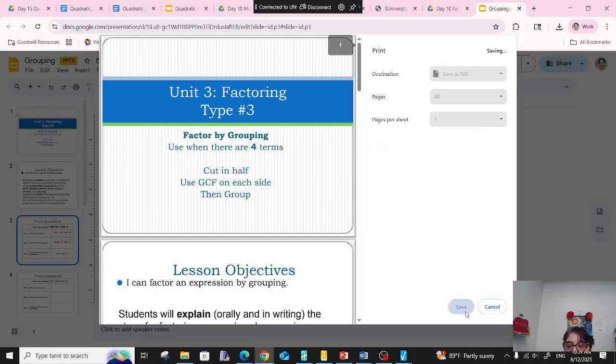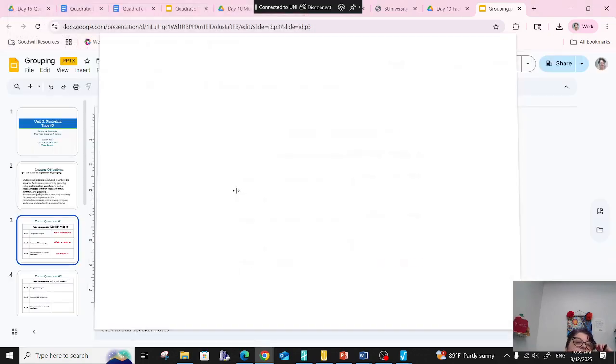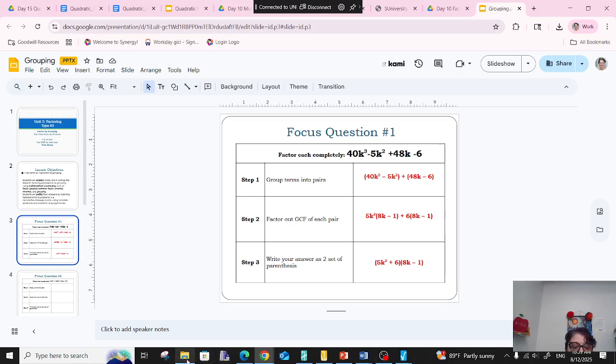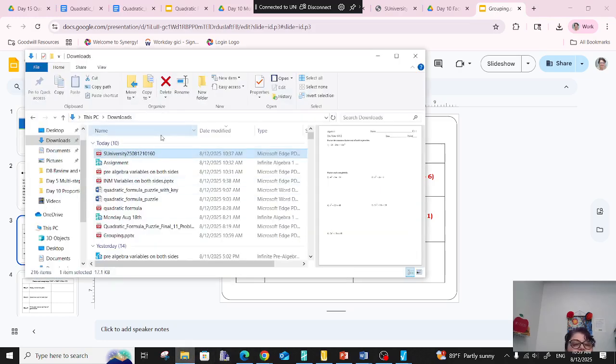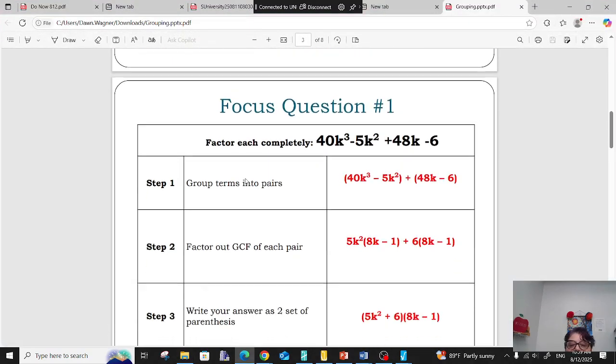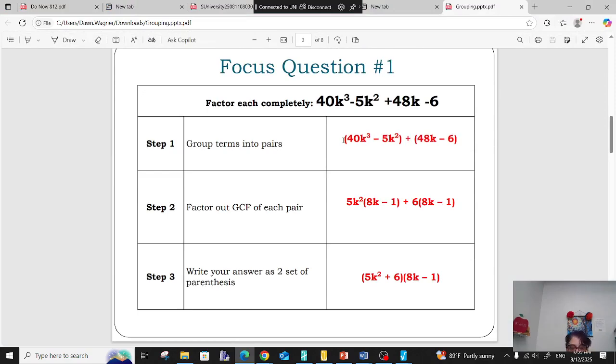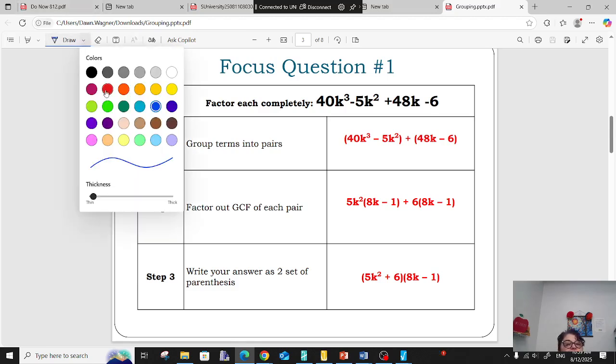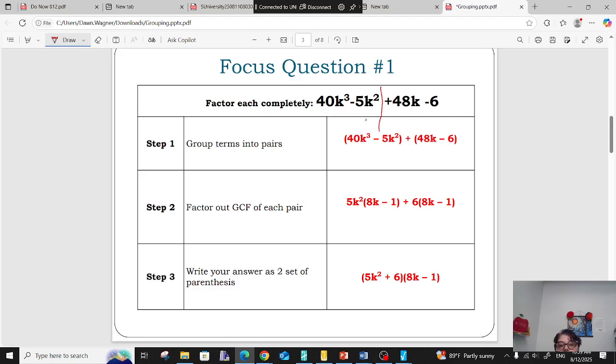This one is done for us, but I have to print it to PDF so I can write on it. How you do grouping is you separate it, you divide it into two different groups. That's why it's called grouping. Do you see how I separated it? I put parentheses around the first two terms and parentheses around the back two.